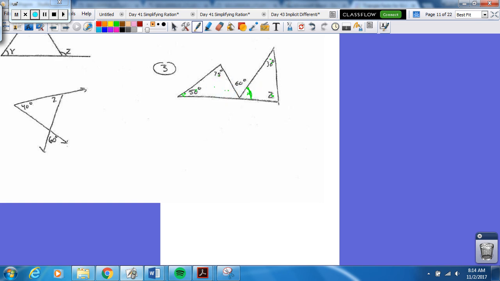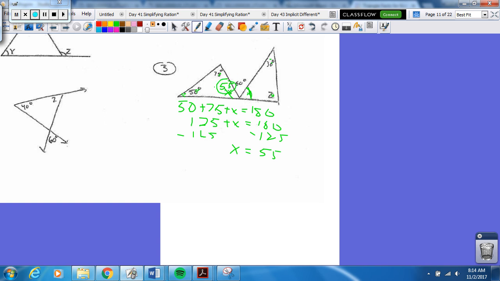Okay, it gives me 50 and 75. So let's call this one X, because I've got Z over here. 50 plus 75 plus X is 180. So I'm going to try and get this angle right here. 50 plus 75 is 125, plus X is 180. And then I subtract 125, and we have X equals 55. So 55 goes right there.